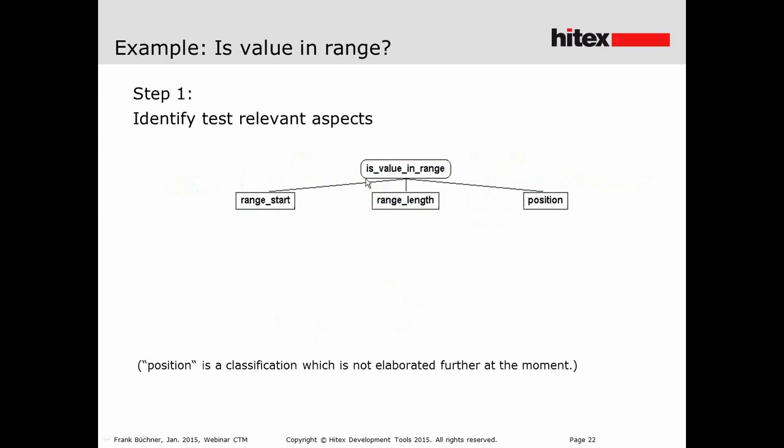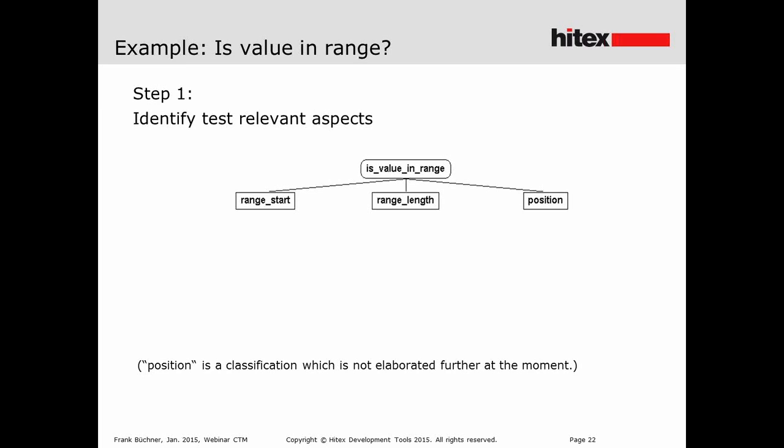You see the problem specification at the top, and below the 3 test-relevant aspects I have found: the start of the range, the length of the range, and the position. And I concentrate now on start and length. And the next step would be, which possible values can the start take?